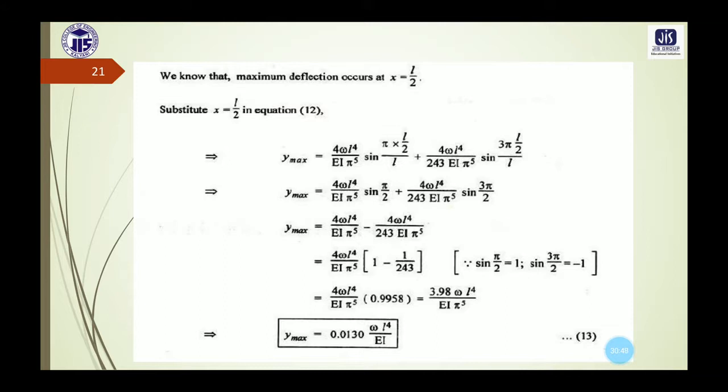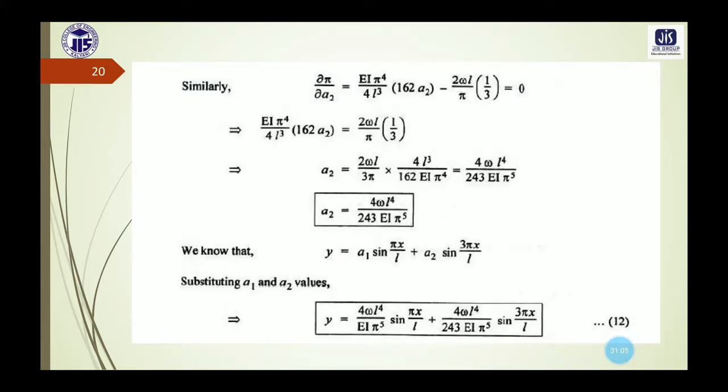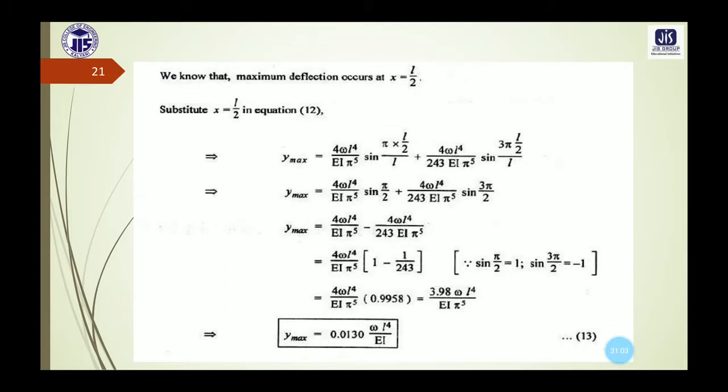Now in step number 6, we need to find the maximum deflection, which occurs at the mid-span. So at the mid-span, x equals L by 2. We need to put x equals L by 2 in the earlier equation, that is equation number 12. After several steps, we get the value of y max, the maximum deflection, 0.0130 omega L to the power 4 by EI. So at the mid-span, this is the maximum deflection.